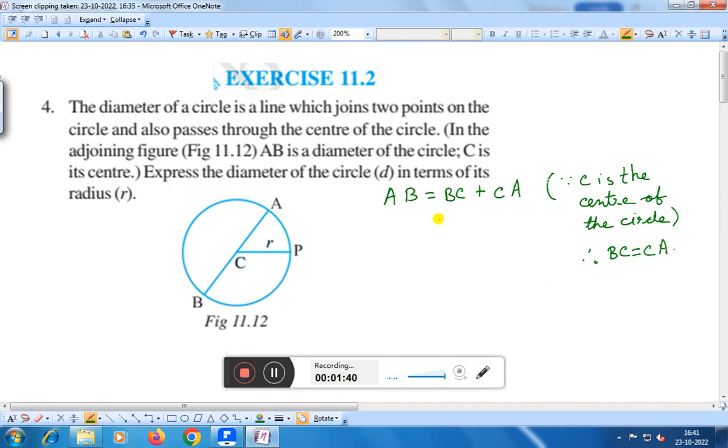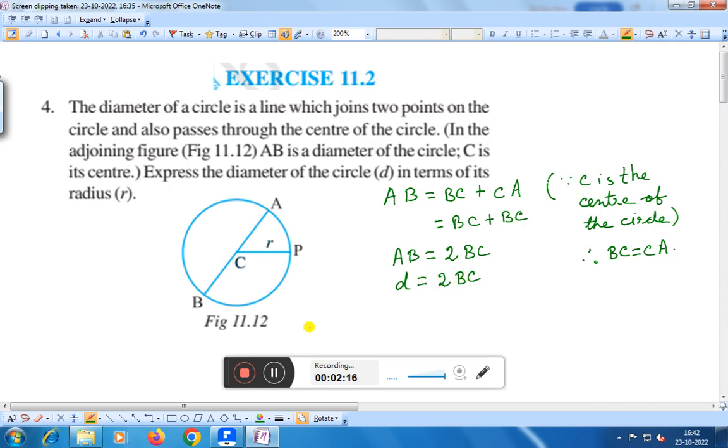Right? Now you can write here BC in place of CA, so we can write BC plus BC. Then we can write AB is equal to twice of BC. Now what is AB? Here AB is the diameter of the circle, right? Then the diameter, expressed as small d, is equal to twice of BC.